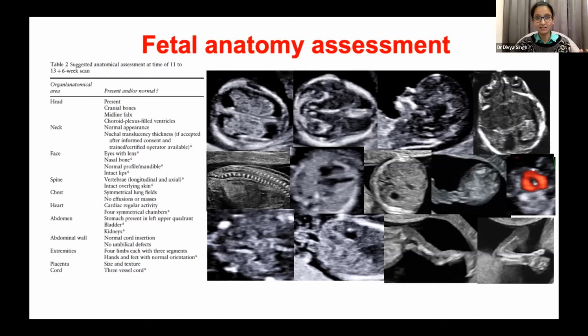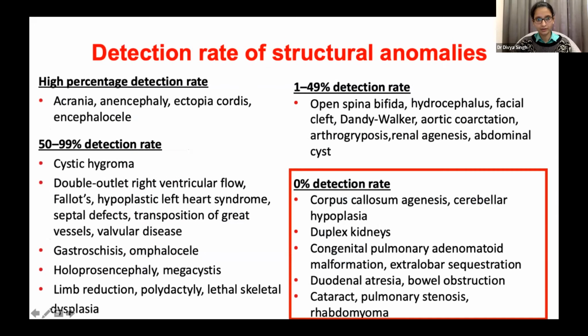But as I said earlier, we are in the year 2022 and these guidelines are a bit old. So if you have to be at par with your peers, you need to do much more in this year. A paper was published right after these guidelines in the year 2013, which sought to evaluate how many anomalies or to what extent the anomalies could be detected between 11 to 14 weeks.